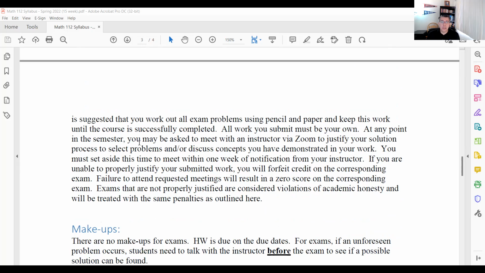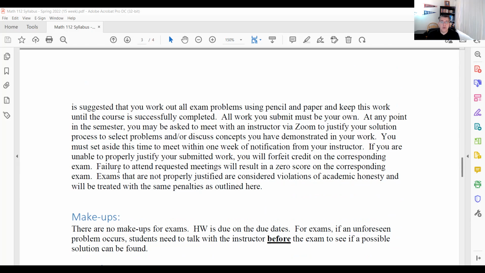At any point in the semester, you may be asked to meet with the instructor via Zoom to justify your solution process, to select problems, and or discuss and demonstrate your work. You must set aside this time to meet within 1 week of notification from your instructor. If you are unable to properly justify your submitted work, you will forfeit credit on the corresponding exam. Failure to attend requested meetings will result in a 0 score on the corresponding exam.